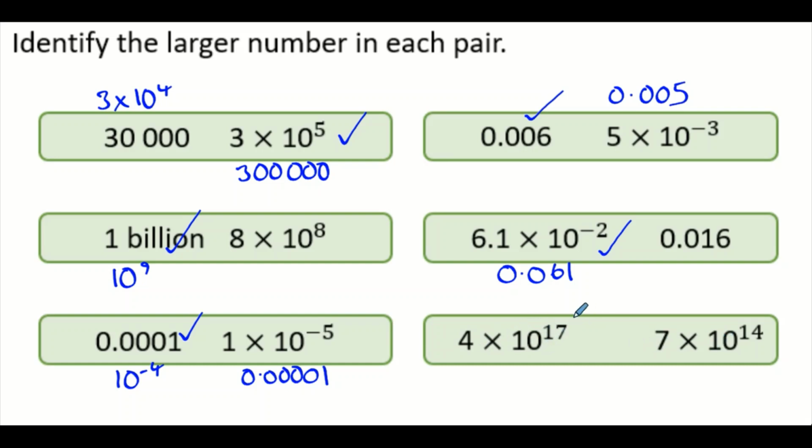And here we've got differences in powers that are more important. 10 to the power of 17, that means this digit is a 4 with 17 zeros after it. And here we've got a 7 and then 14 zeros. So the bigger number is this one here, 4 times 10 to the 17.